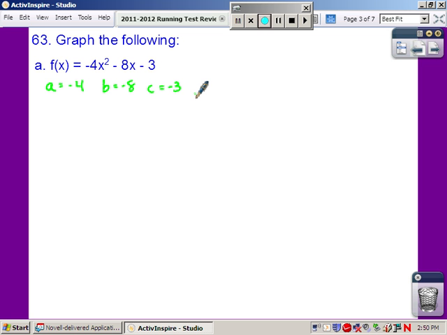Okay, so the next step for doing this would be to decide whether it's going to be up or down. Because A is negative, this is going to be a downward graph. It's going to look like this. And now to find the axis of symmetry, we do x equals -b over 2a. For this problem, b is -8, so it's negative -8, and then a is -4. So we actually get +8 over -8, which is equal to -1.